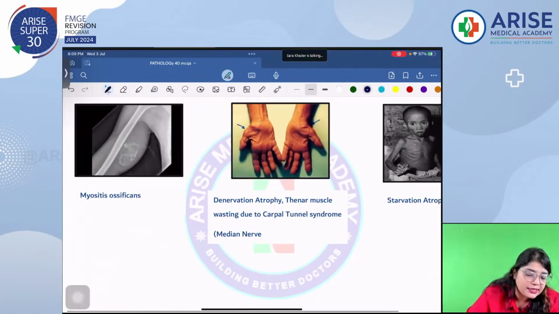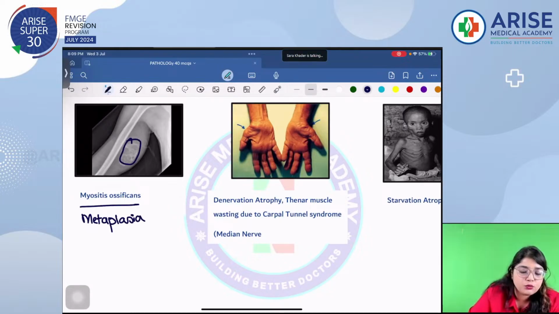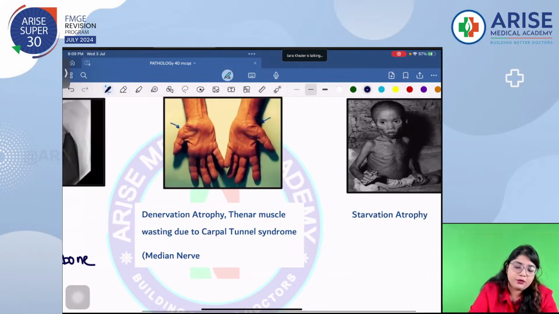Okay, myositis ossificans, this is an example of metaplasia. What is happening here? The muscle is turning to bone. Okay, muscle to bone. Right? What about this one? Very good, very good. What about this one?